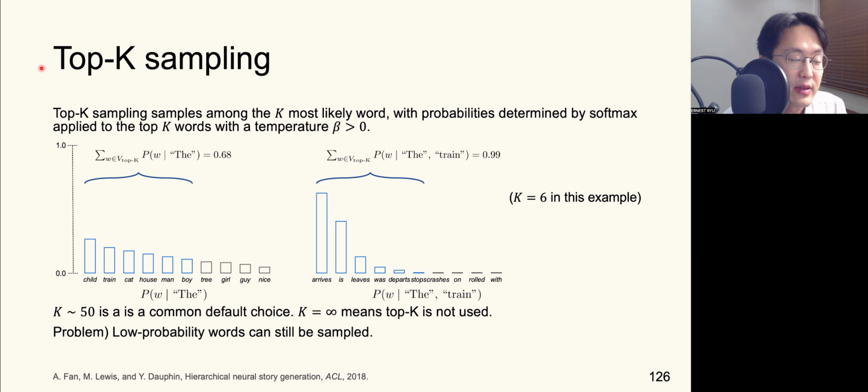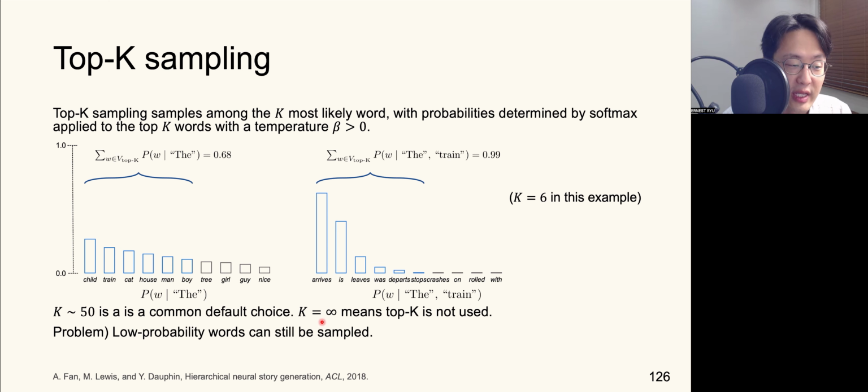Top K sampling is a sampling method that is used with modern large language models, and it samples among the K most likely words, with probabilities determined by the softmax applied to just the top K words with a certain temperature parameter beta. So here in this example, we've sorted a bunch of words by their probabilities. We select the top, in this case, K equals 6 possible choices, and we sample from them. Now, if you take these probabilities and add them up, they're not going to add up to 1. So you need to take these top k and then do a softmax with just those words to have a probability distribution on these 6 words that add up to 1. So this generation looks fine. And k being approximately 50 is a common default choice in modern large language models.